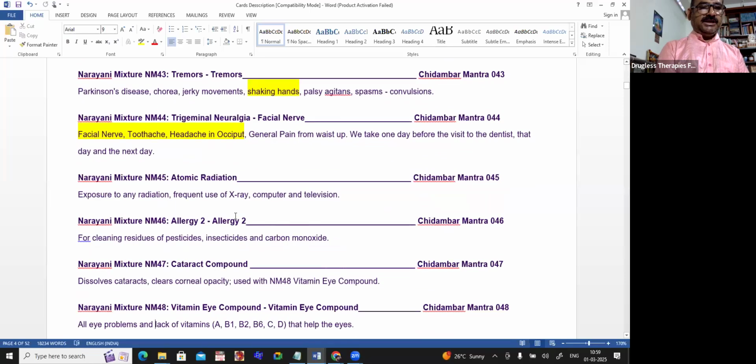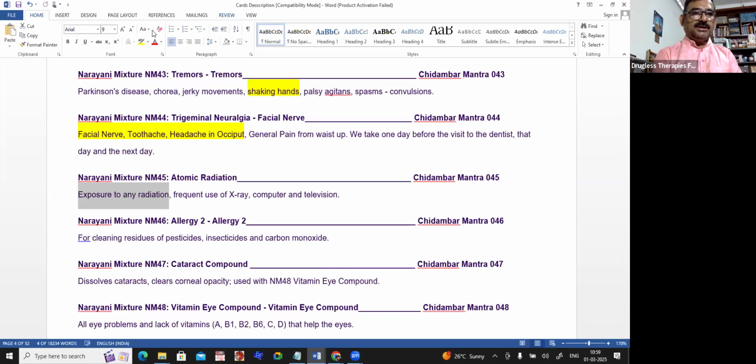Next one is atomic radiation. We have already talked about it when we were looking at the CC combos. This mixture is used for preserving our remedy from getting affected by other radiation. They say there is peace and love and the NM45. I'll see if it is there with me. If those things are used, it will protect the remedy from getting influenced by other electromagnetic waves.